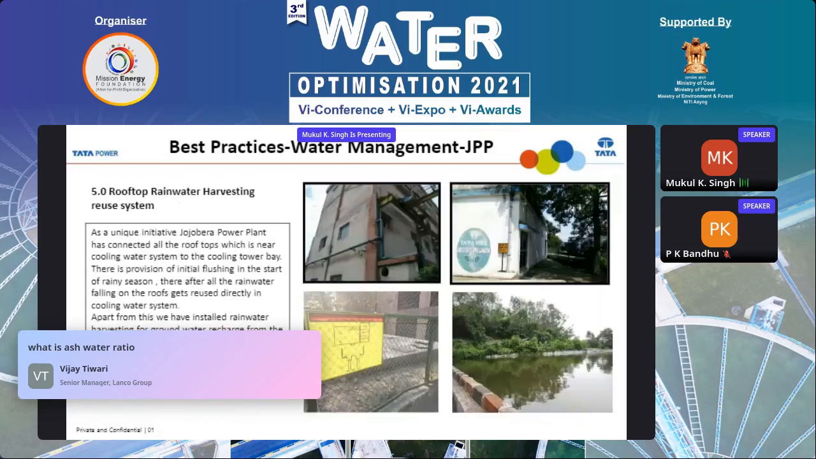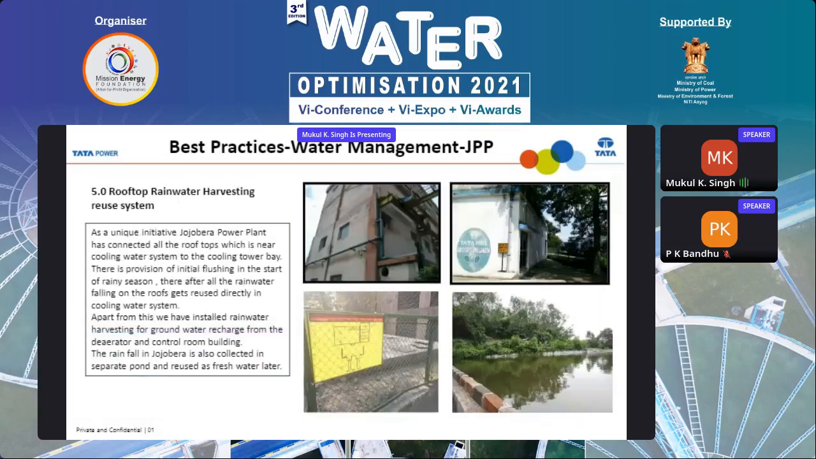We have also installed many rooftop rainwater harvesting systems. As you can see in the pictures, we have connected all the rooftops near the cooling water system to the cooling tower bay. There is initial flushing at the start of the rainy season, and thereafter all the rain falling on the rooftop gets directly reused in the cooling water system.